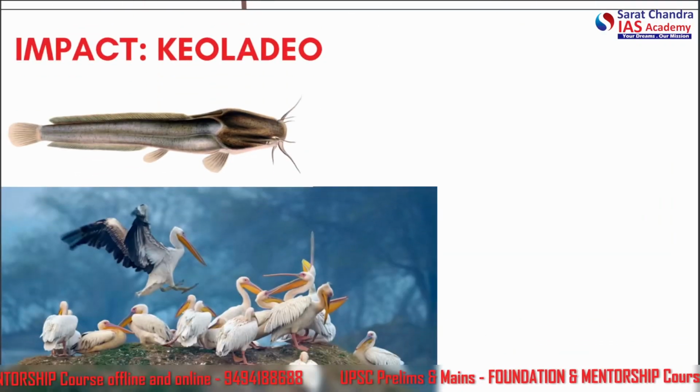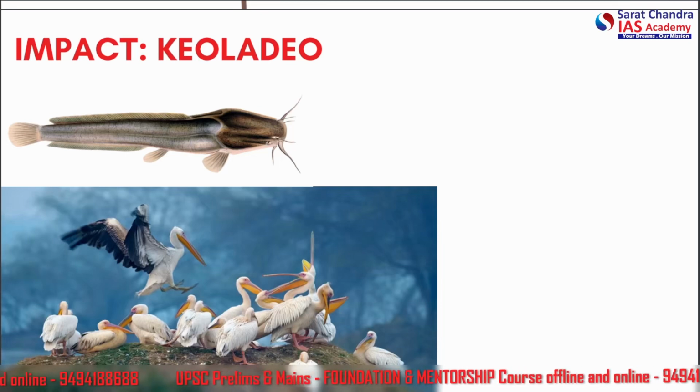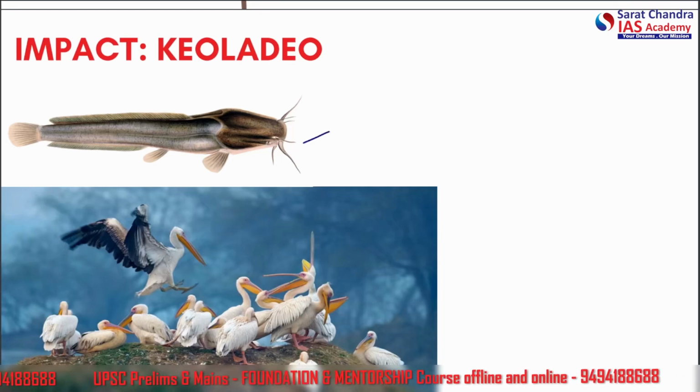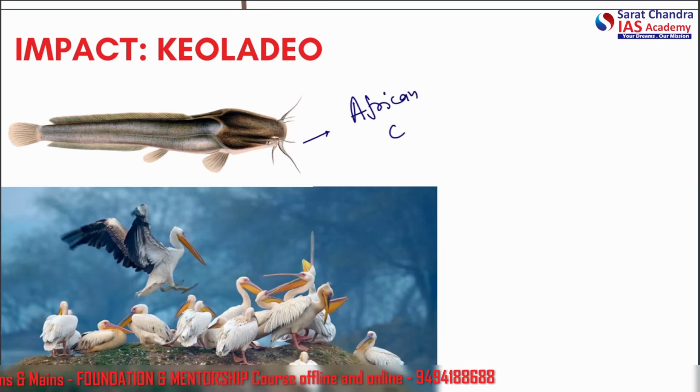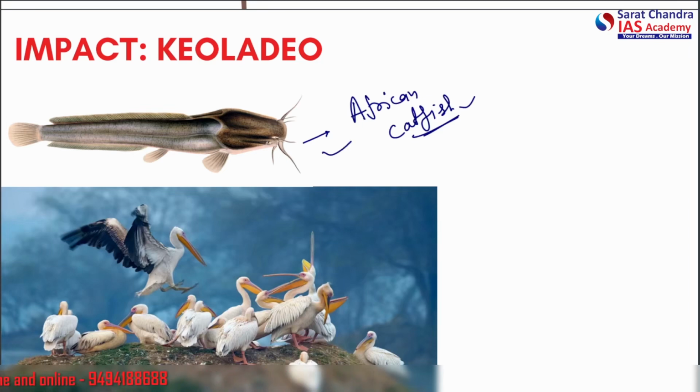We can also see another case study and example in the Keoladeo Park of Bharatpur. Here again we see the African catfish. You know this from the picture. So what is the issue with this? Again, it is predatory and it spreads very, very fast. The African catfish preys on waterfowl and migratory birds as well. So it can eat these birds, which are very big in size.